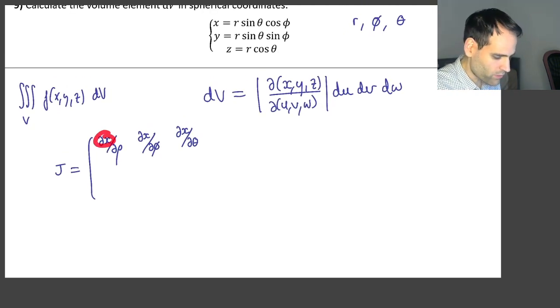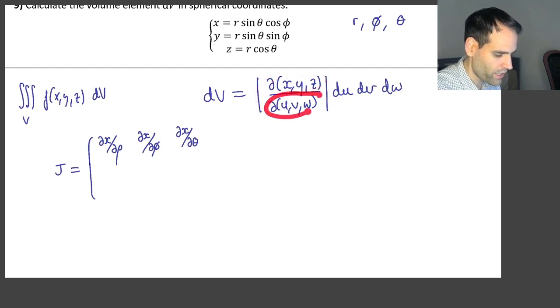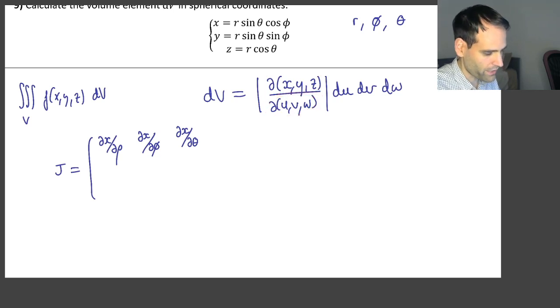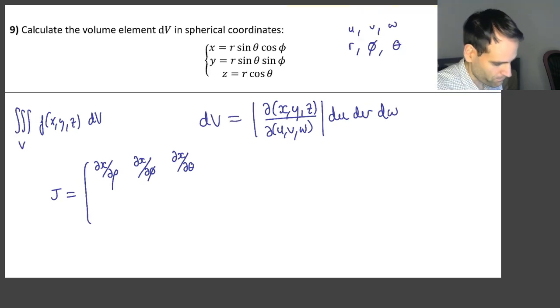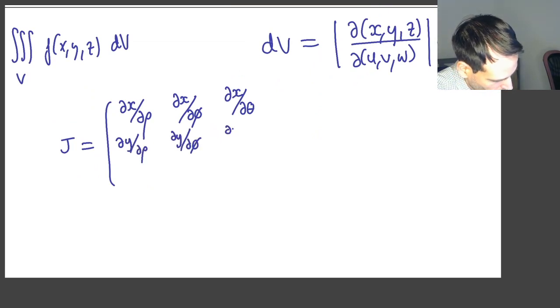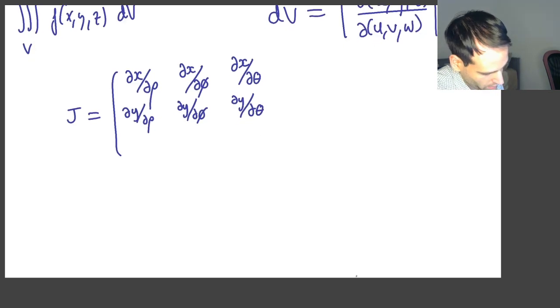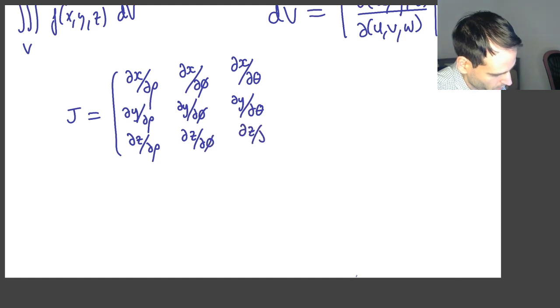How do you remember what goes up and what goes down? Actually, the notation tells you. On the top we have x, y, or z, and on the bottom we have u, v, and w. In our case, u, v, and w play the role of r, phi, and theta, okay? So the next row would be partial of y with respect to rho, partial of y with respect to phi, partial of y with respect to theta, and the final row will be partial of z with respect to rho, partial of z with respect to phi, partial of z with respect to theta.